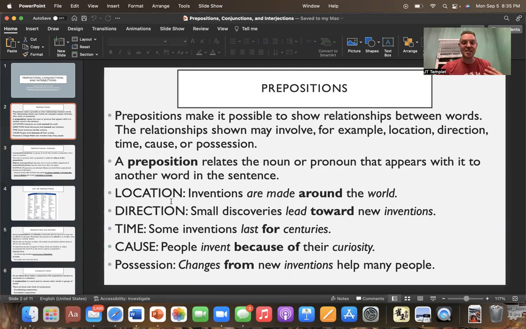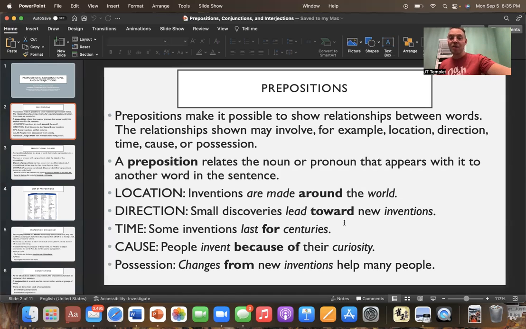So if we look at our sentence here, inventions are made around the world. Made is our verb. Around is connecting. Where are they made? Around the world. Direction. Small discoveries lead toward new inventions.